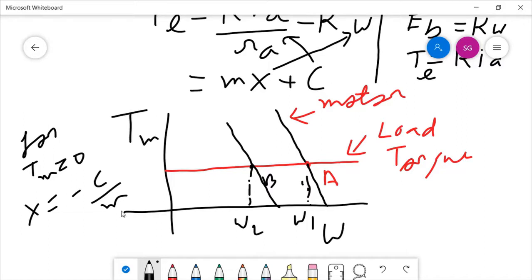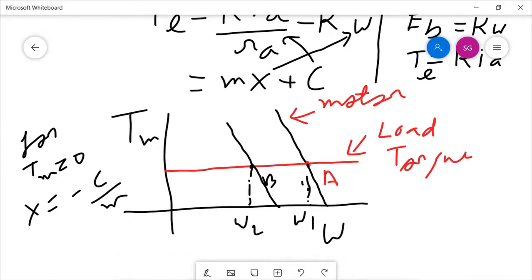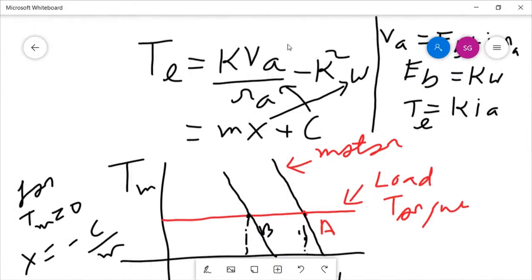M we cannot vary, because M is equal to minus K square. K is the machine constant. It is fixed as we design the machine. So we cannot vary this M, but we can always vary this C. How? We can vary VA or RA.